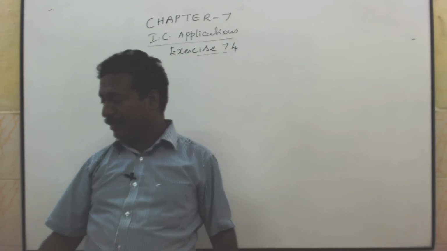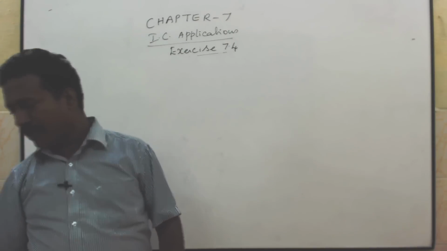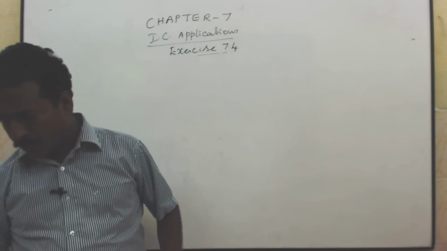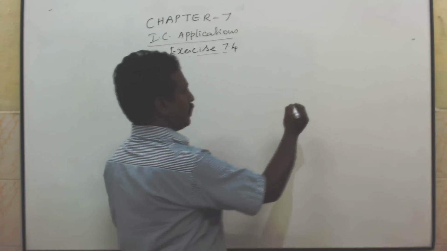Again I am telling you, Exercise number 7.4 is very very important. So y is equal to 3x square minus x.